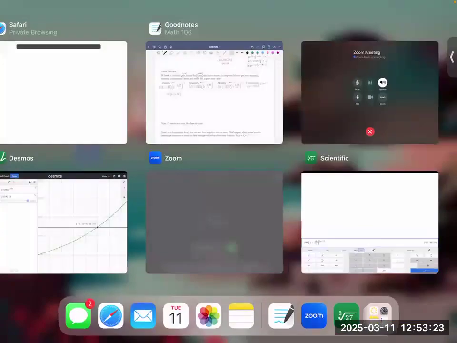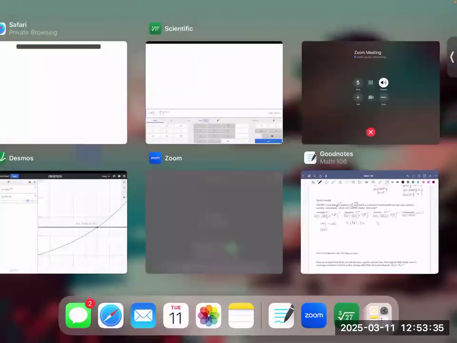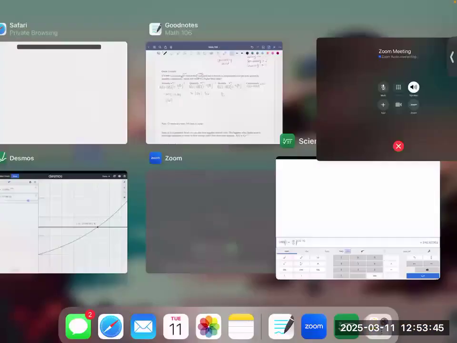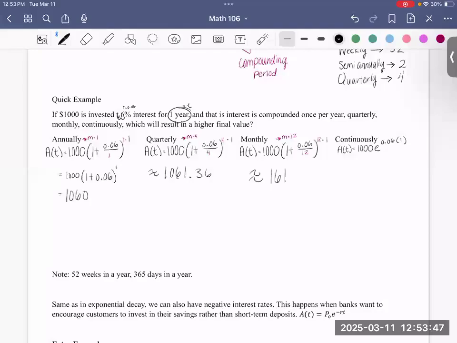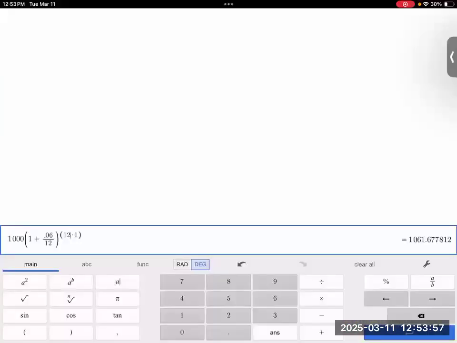So I'm going to write some of those down. This is 1,060. This is roughly 1,061 and 36 cents or so. We also have monthly, or we're just going to change that to months. Change this to months. So 1,061 and 68 cents. So far it looks like monthly is in the lead, and then let's try it with continuously.